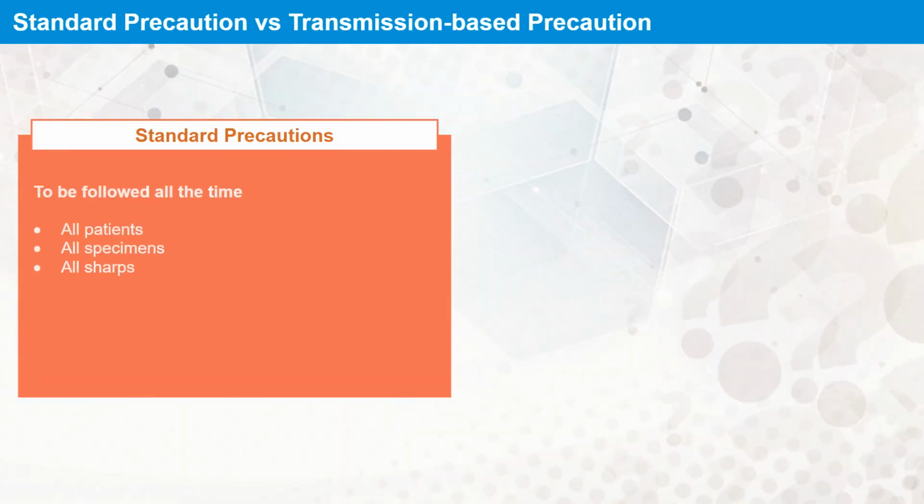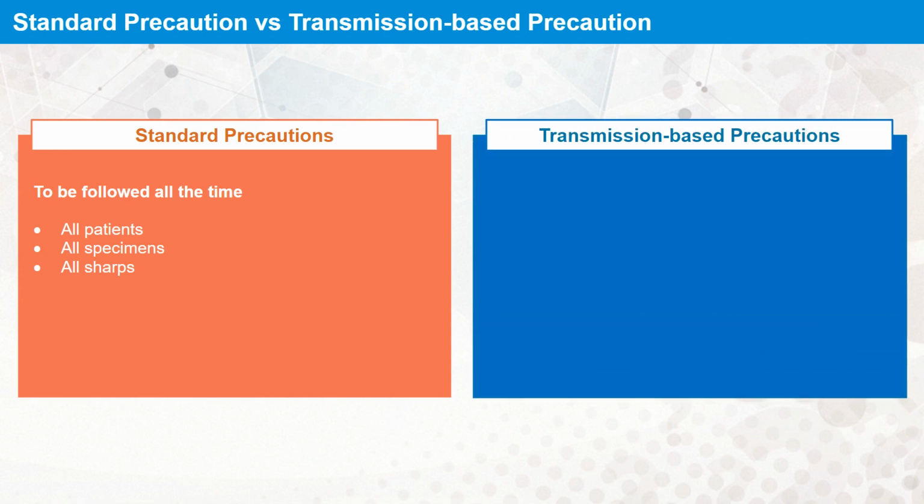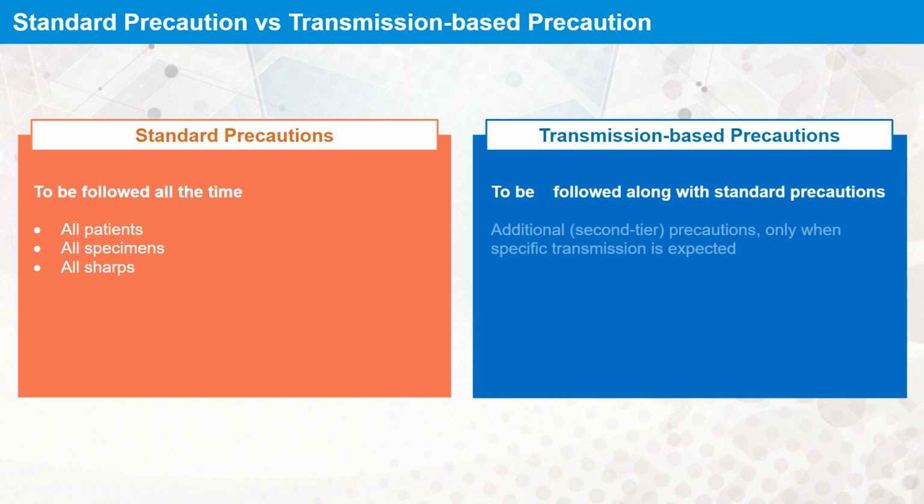Standard precautions have to be followed all the time. All patients, all specimens, all sharps. Transmission-based precautions include, along with standard precaution, additional or second-tier precautions only when specific transmission is expected: contact, droplet, airborne.